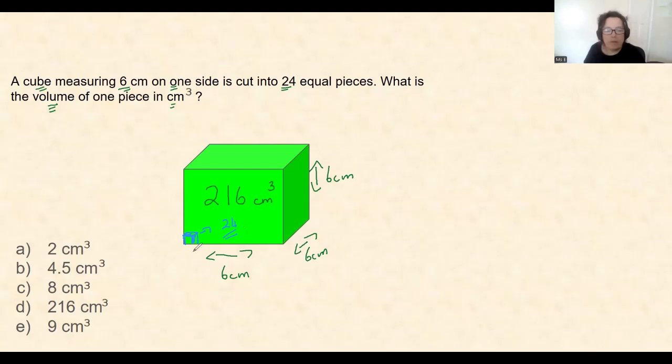Now we have to find out what the volume is of each of these smaller cubes. And how we're going to do that is we are going to get 216, and we're going to divide that by 24. There are a few ways of dividing 216 by 24.